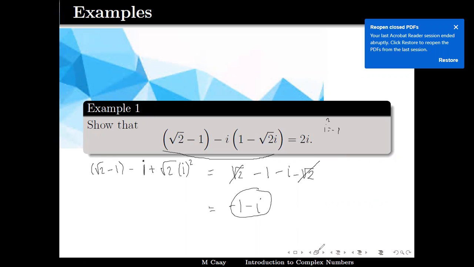Let me make sure I copy the right question here. Sorry for that. Okay, sorry, my bad. It shouldn't be this one. I'll just compensate you with different questions. So it should be -1 minus i here. Okay?